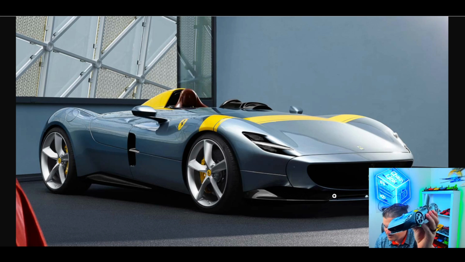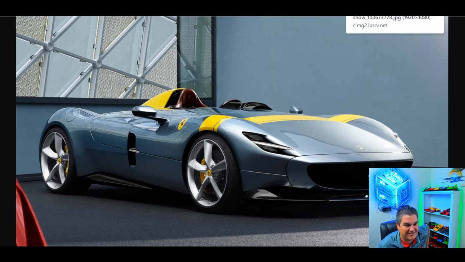Then the world's smallest door. It's like a little chicken wing. You don't even need a door in my opinion. You can just step out of that thing. It's like the seat you're sitting on is 9 inches off the ground. So that's the SP1 Monza Ferrari. They're still expensive. Don't even look them up.